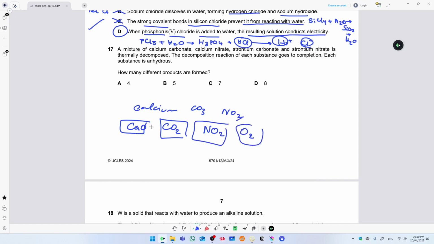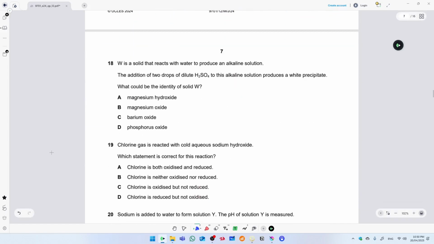So these are 4 products for the calcium. Now let's look at the strontium. It forms SrO, strontium oxide, and then the other products are the same here also, so they're not unique. So we don't count them again. We only count 1, 2, 3, 4, and 5. So there are 5 products.